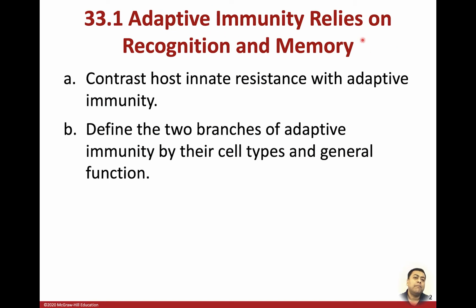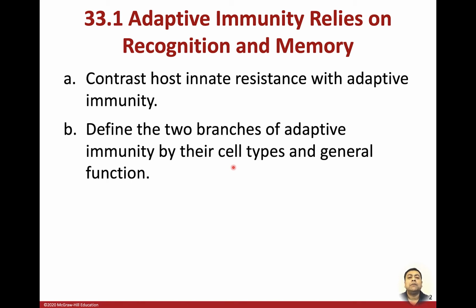One of the very important concepts of adaptive immunity is that it relies on recognition as well as memory. We are going to compare and contrast it with innate immunity that we learned in the last chapter, and how it differs or complements the innate immunity. Once our innate immune system is breached, at that time, the adaptive immunity takes over.